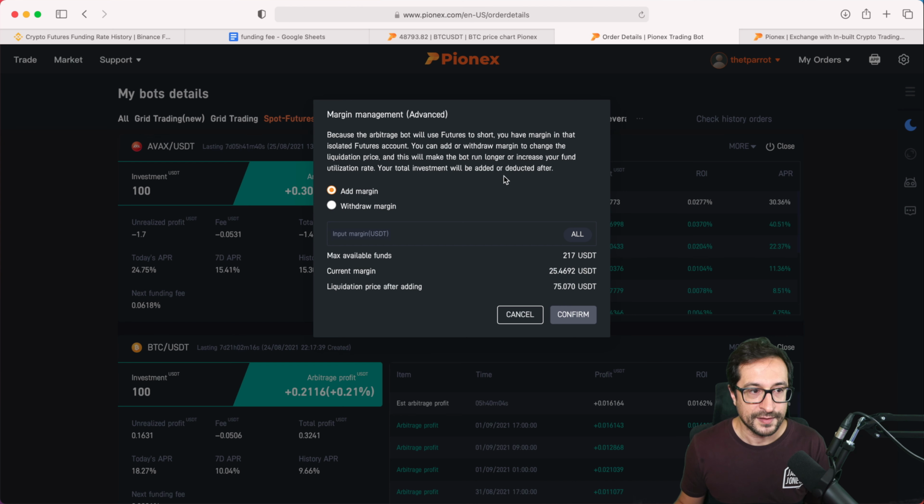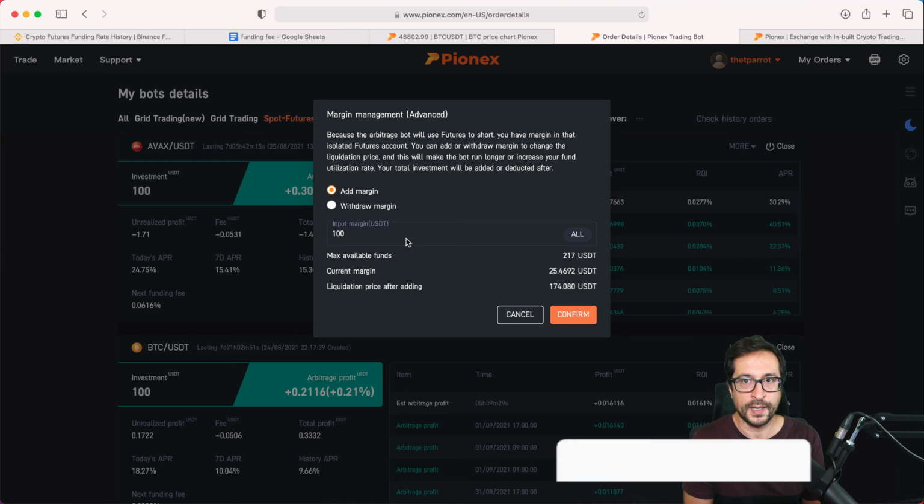When you hit add margin, it takes you to here, which is a great screen. It's showing you exactly where you will get liquidated. In this case, you get liquidated when you get to 75K. And if you start adding more, you add $1 extra, and then you get liquidated at 76. If you add 10, 84, 100, 174. So you can see that having on the side 100% next to the bot running is almost doubling my liquidation price.